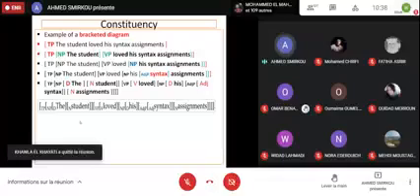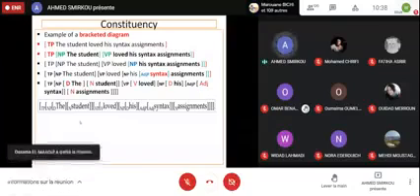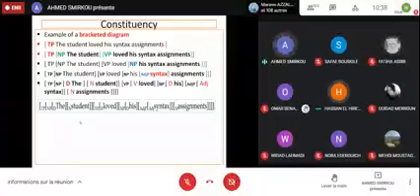Is there any question about the bracketed diagram? It's clear, Professor. Is it clear? Please confirm. Yes, Professor. Okay. Professor, Now we'll move to the noun phrase.